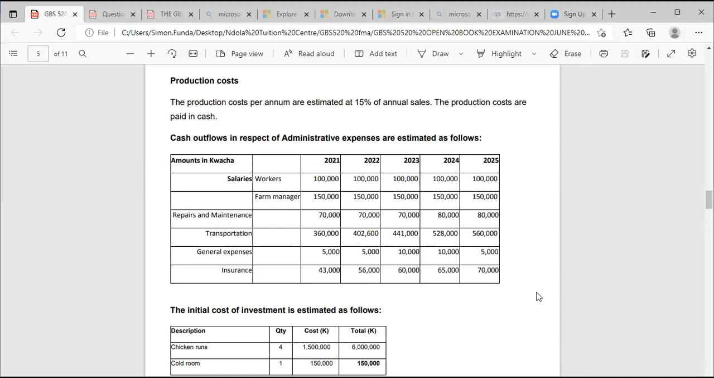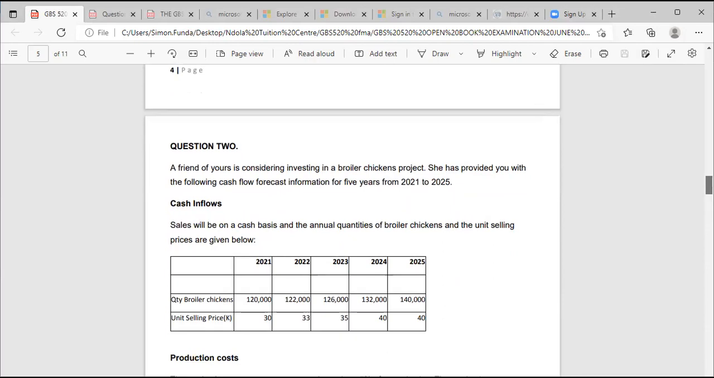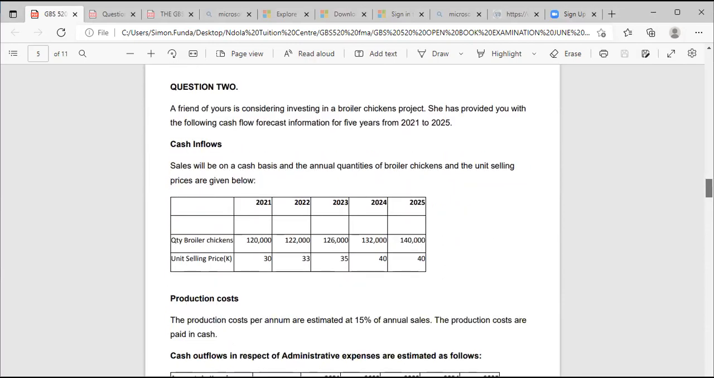Okay, so we can continue. Let's complete the question. We're still looking at the chicken project, the broiler chickens project. So let's finish the question.